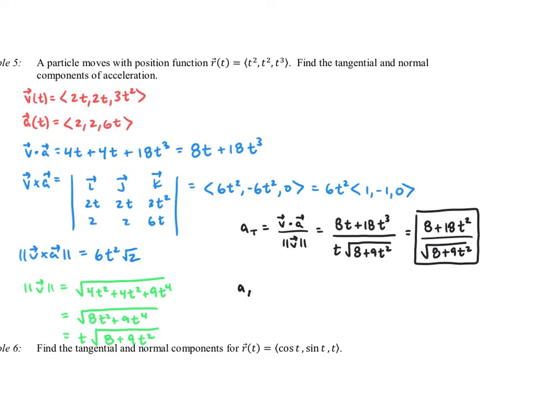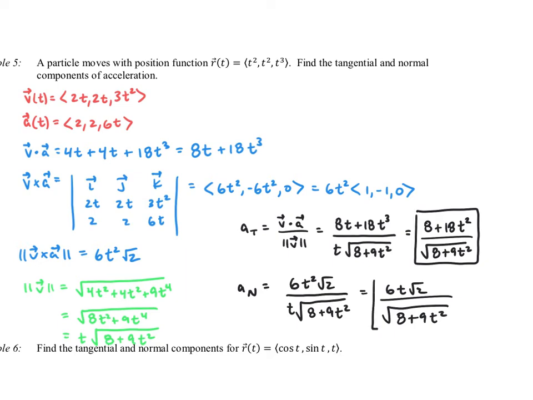And then our second component, the normal component of acceleration, we're going to do the cross product, which is going to be 6t squared times square root of 2. And we're dividing by the same thing, the magnitude of v. And here we could cancel a t as well. So we have 6t times the square root of 2 divided by the square root of 8 plus 9t squared.